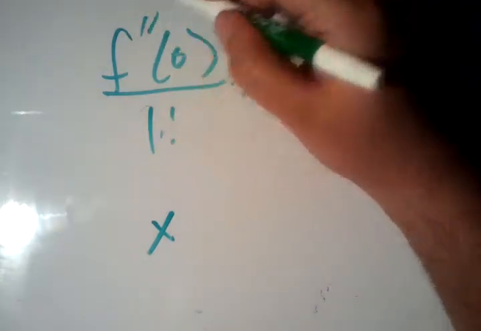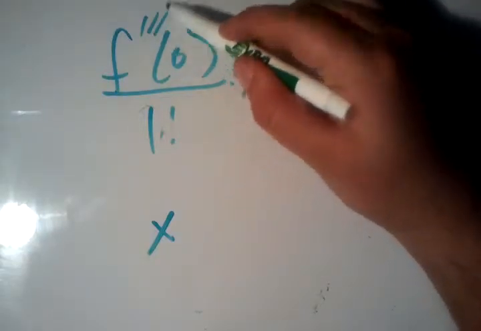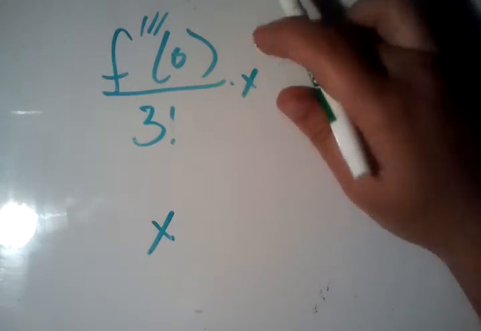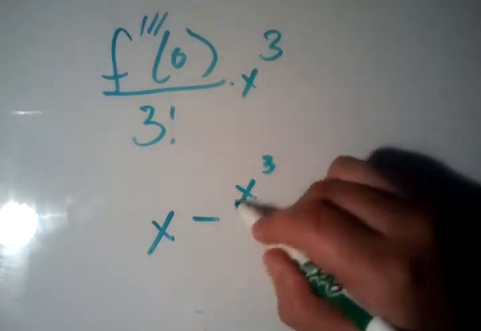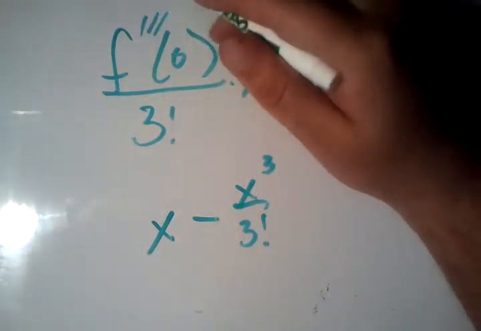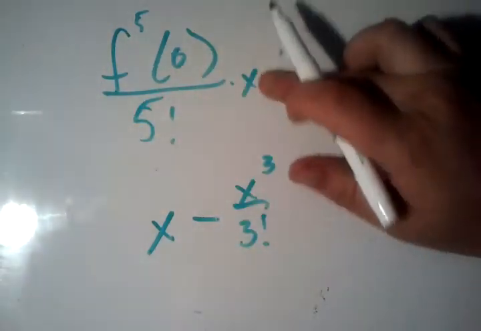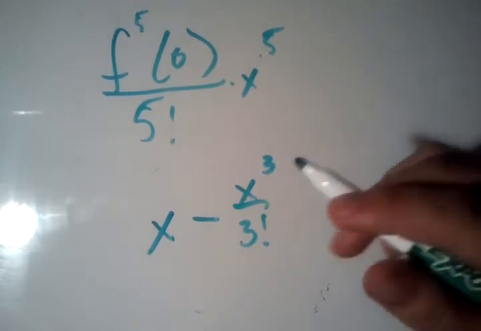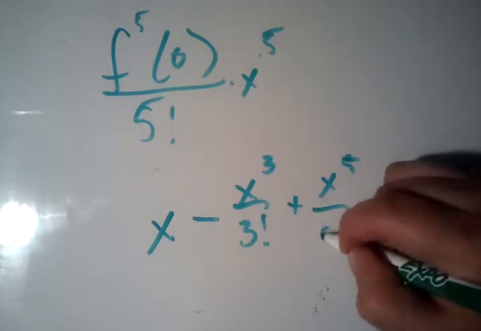Now the next one, f double prime: remember that we're not going to have a derivative again, it's going to be 0, so we skip that. If we do f triple prime, so we have 3 everywhere, then we have negative 1, so it's going to be minus x cubed over 3 factorial. Again, the fourth derivative doesn't matter, so we do the fifth derivative. Everything's going to be a 5 and a 5. That goes back to cosine x, and it's going to be 1. So we're going to have plus x to the 5 over 5 factorial.